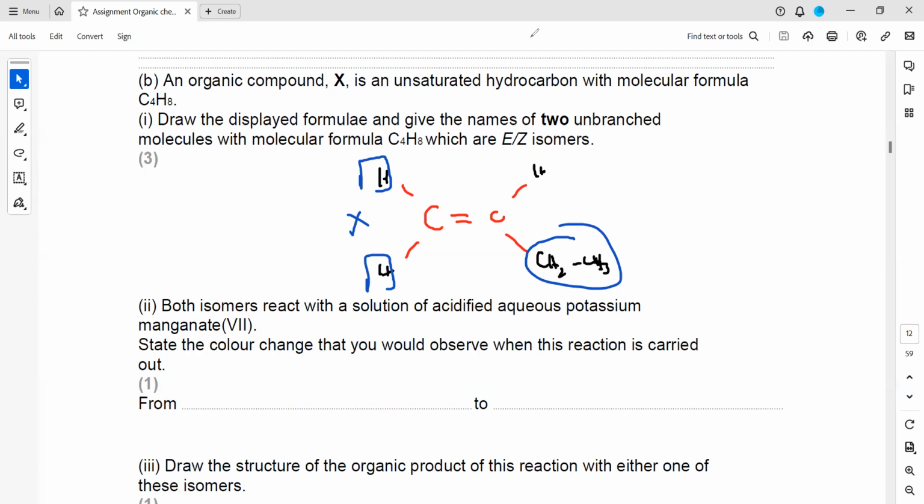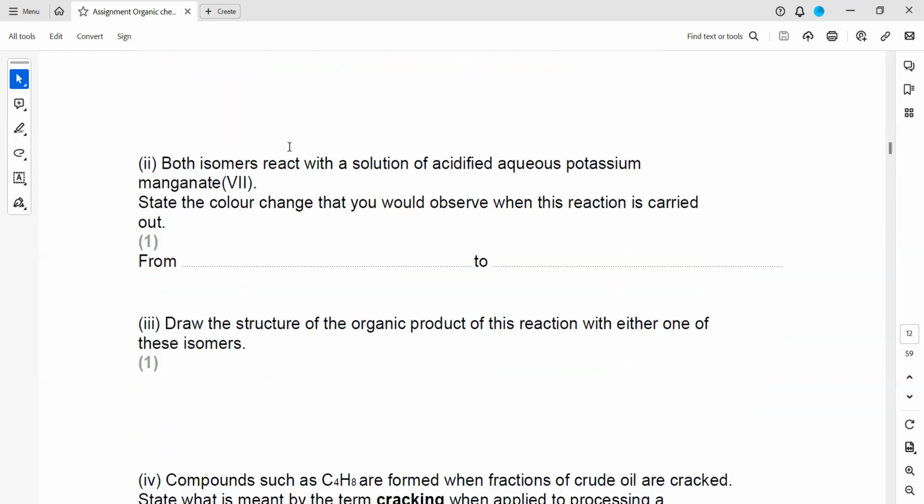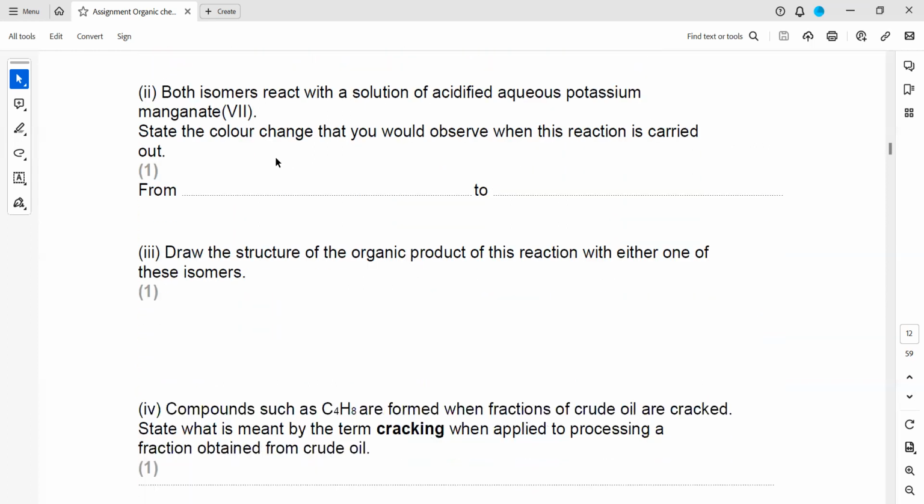The chemical properties for isomers do not change. If it is a functional group isomer, yes, it will change, but not in this case. Only the physical properties change. Both isomers react with a solution of acidified potassium manganate. So with acidified potassium manganate, what is the color change? The color changes from purple to colorless.